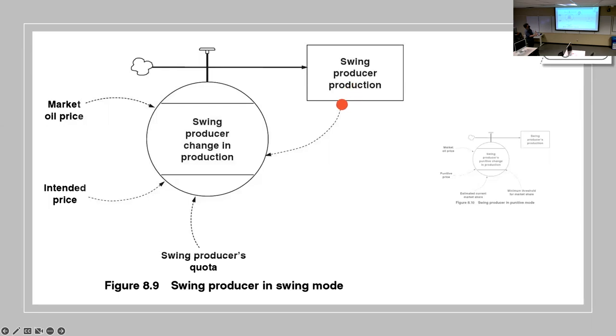So production is compared to their quota. If they're under quota, they'll produce more. If they're over quota, they'll produce less. And then the prices also contribute to that. Whether they're over or under quota, and whether the price is over or under, will change how much they're producing. So that's the simple version of the swing producer trying to control the world. Any questions about that? This is what goes on under normal operation.